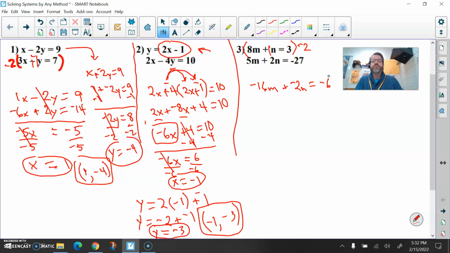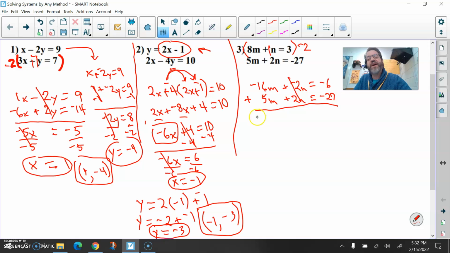Okay? Now I'm going to rewrite this second equation underneath this: 5m plus 2n equals negative 27. Hopefully you're already a step ahead of me here. If I add these together, the n's are going to be eliminated because they're opposite each other. Negative 2n plus 2n is 0. It's just gone. So let's add these.